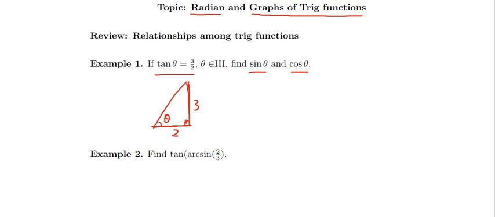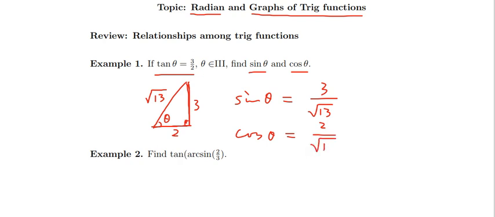In order to find sine and cosine, we need to find this side. So what is the hypotenuse? This is 2, this is 3. So a squared plus b squared, 2 squared plus 3 squared, I think it's 13, right? Okay, so from this right triangle, we can easily find those values. Sine equals 3 over radical 13. Cosine is 2 over radical 13. Right? Okay, so then we need to check positive or negative.